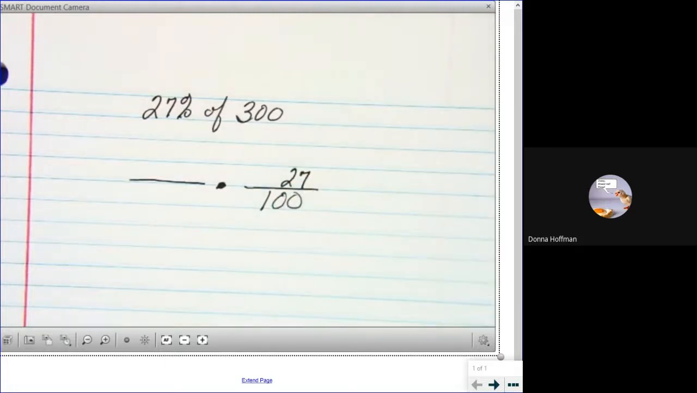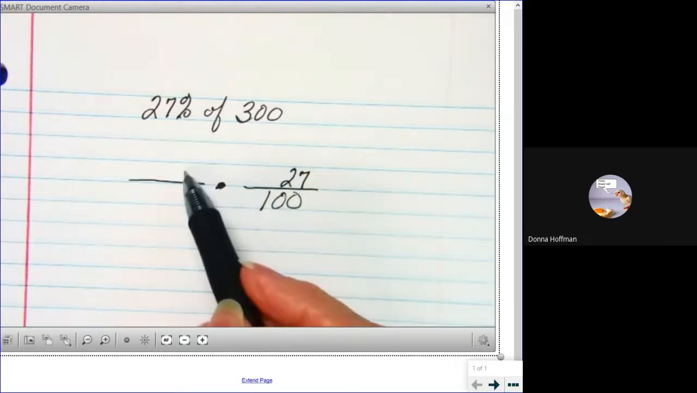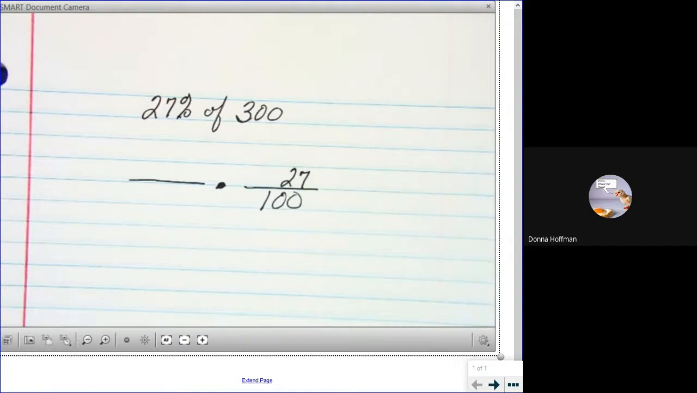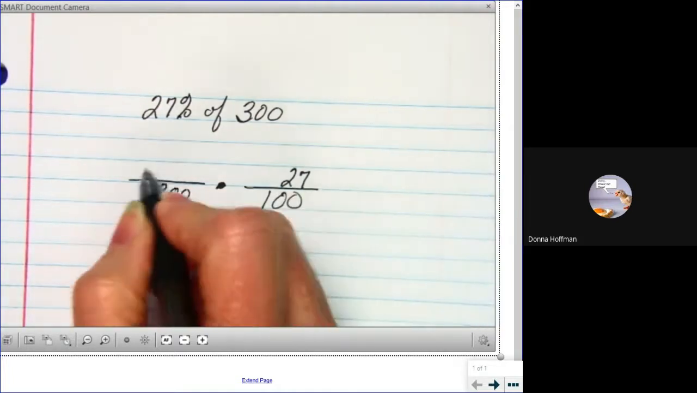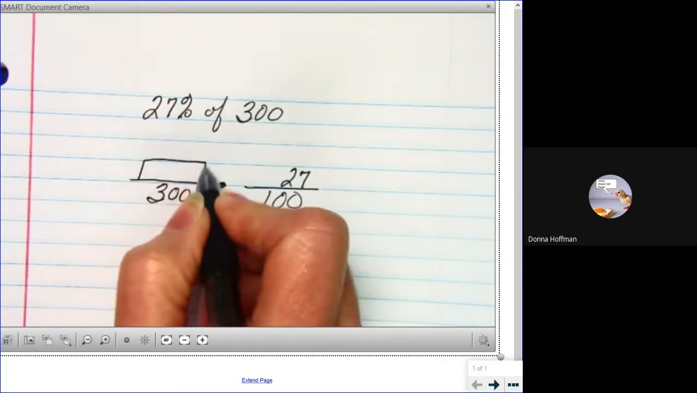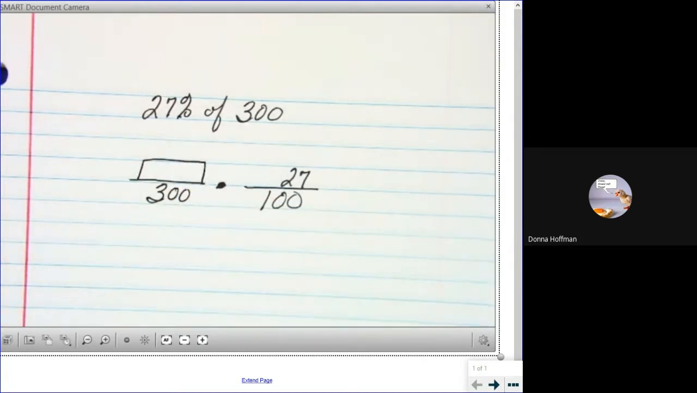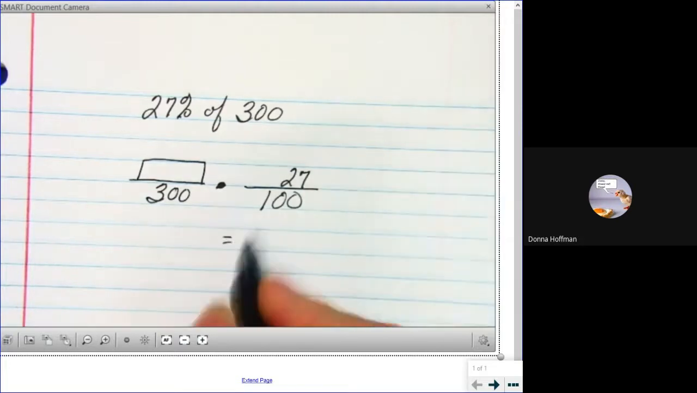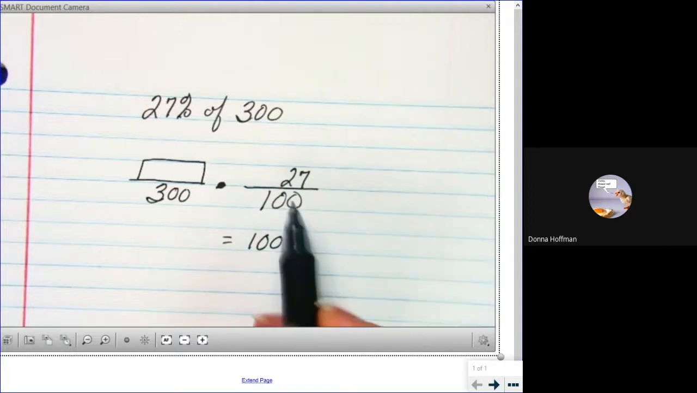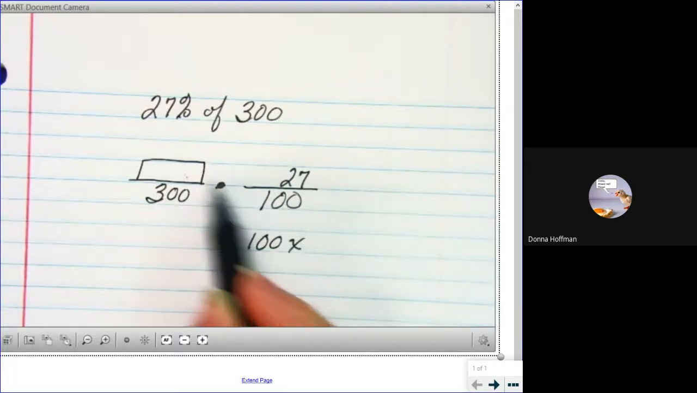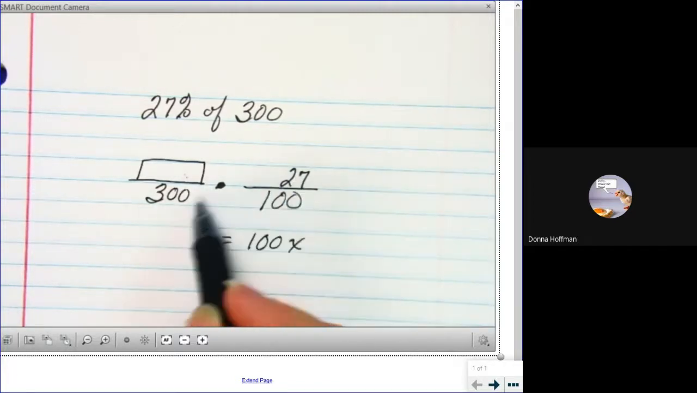Where does the 300 go? Can somebody tell me? Is it the numerator or the denominator? The denominator. So then my empty box goes on top. I'm looking for the part of the whole. I'm looking for the part of 300 that is 27%. So now I'm going to set it up in an equation. Cross multiplying 100 times x, that's this direction, and then 27 times 300.